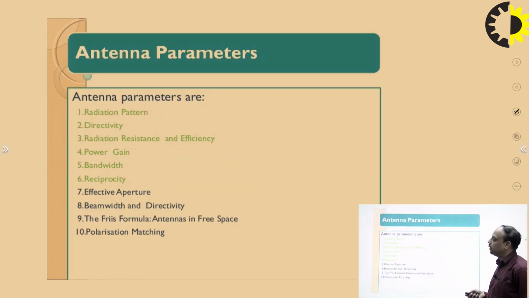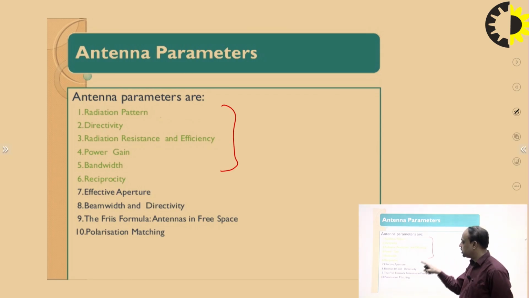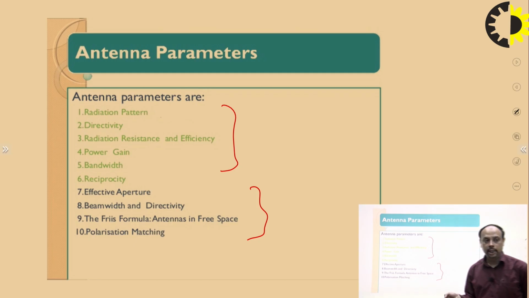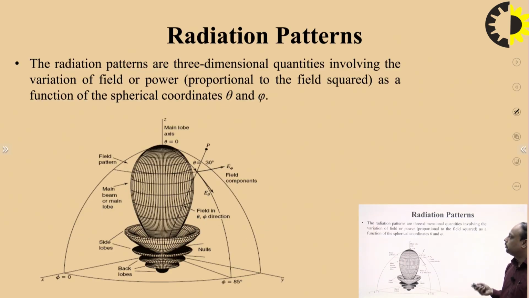Now these are the different antenna parameters: radiation pattern, radiation resistance, directivity, efficiency, gain, bandwidth, reciprocity theorem, and many more. We will discuss these five in this lecture, and the rest in the next lecture. So the first one is the radiation pattern.